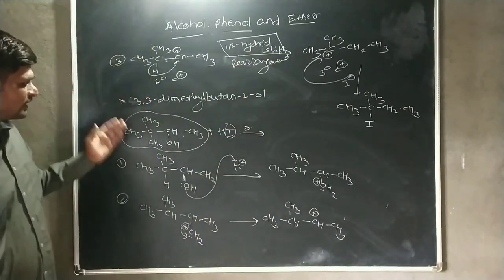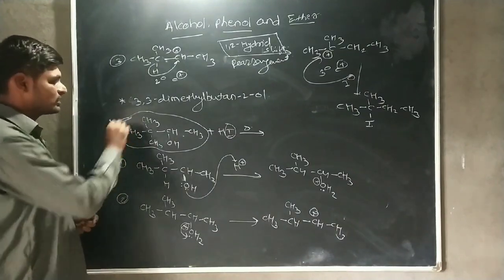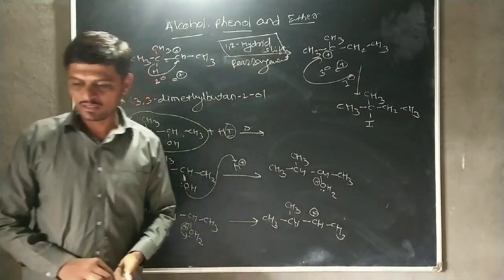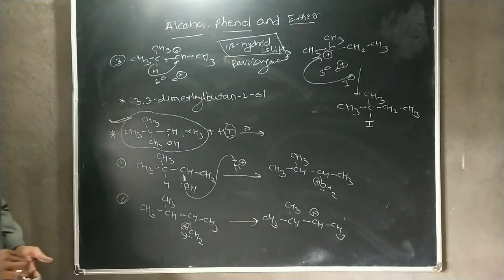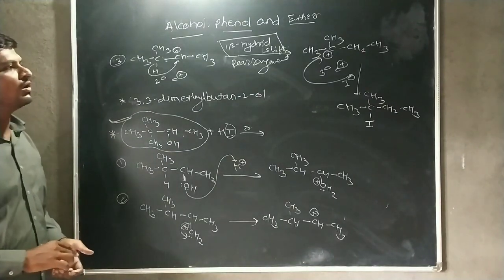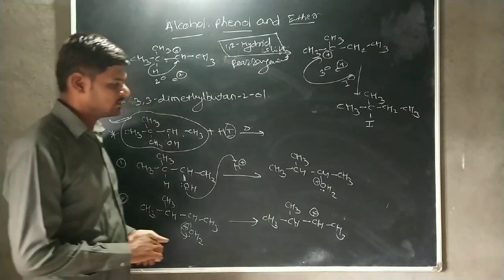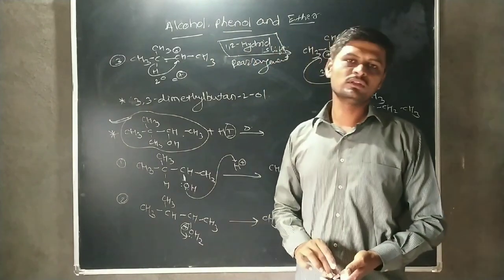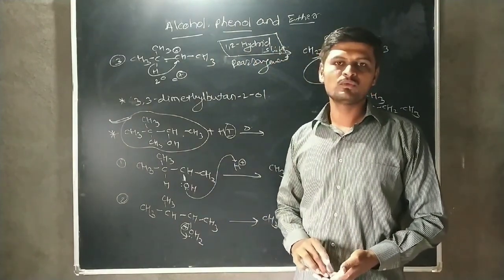Now we write down the mechanism of this reaction, considering the 1,2 hydride shift, that is a rearrangement reaction. Okay, then this is the reaction of hydrogen iodide with alcohol. Okay guys, now in this lecture we have shown the reaction of HBr as well as the reaction of HI with alcohol.